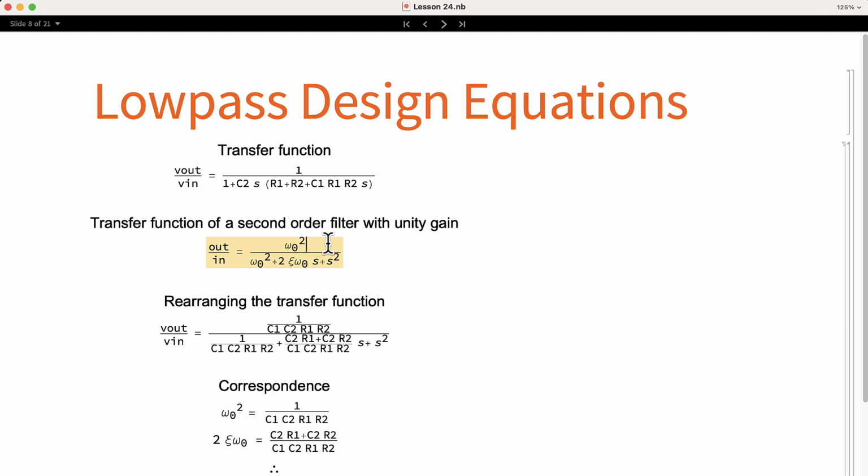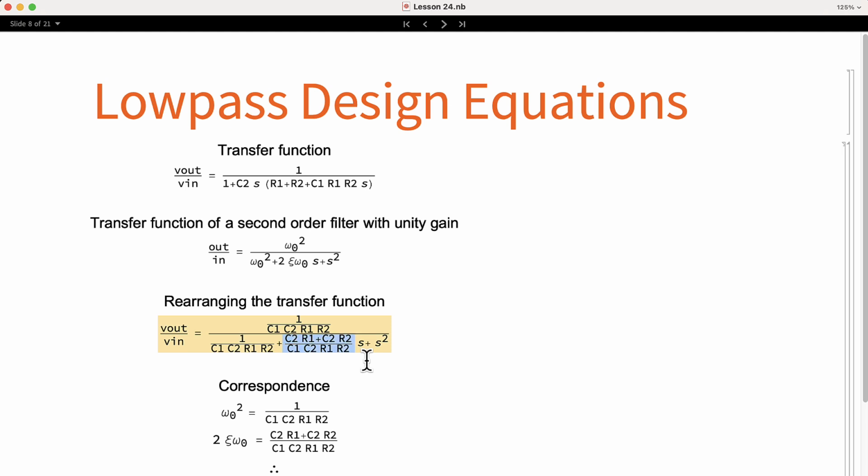To do that, I have rearranged the transfer function, so the term s squared in the denominator has a factor of 1. If you look carefully in the numerator, we have omega 0 squared. On the Sallen key transfer function, we have the following term. Omega 0 squared shows up again in the denominator, and in this case, we have the same term in the Sallen key transfer function. We also have the term 2 times zeta omega 0. On the Sallen key transfer function, we have this other term.